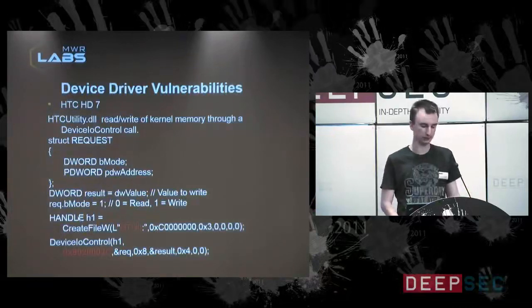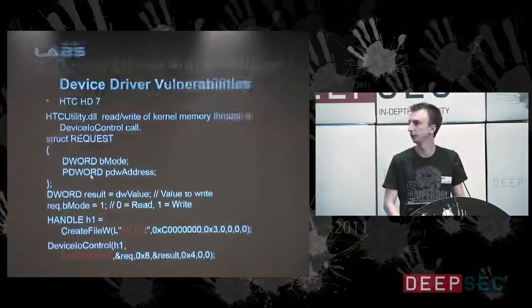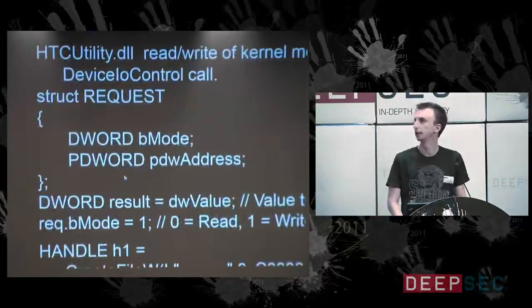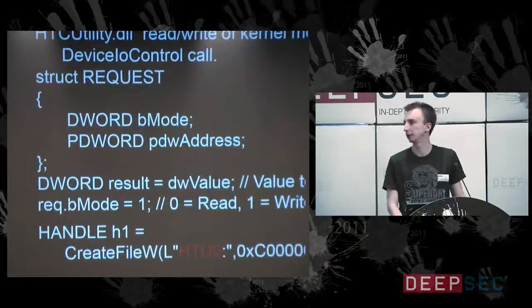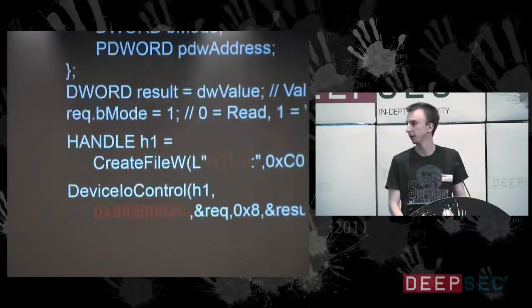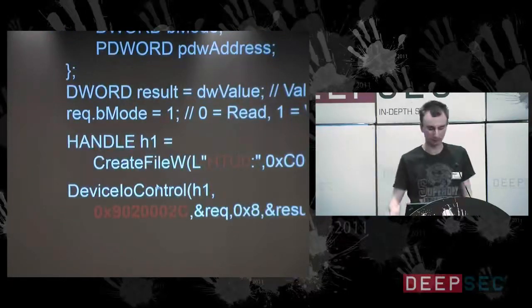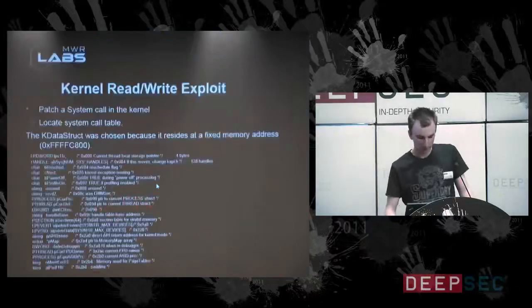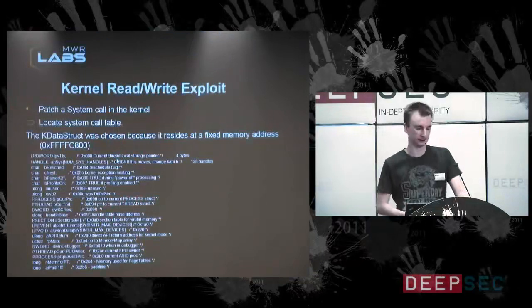So the way I did it was, this is just a case of opening up a device handle to the device driver and creating the struct, hopefully you can see that, with the mode, read or write access, specifying the address, and specifying what you want to write at that address, and then calling the device I/O control. That allows you to do 4-byte writes anywhere in the memory space, which is quite nice. So I thought, how can you turn arbitrary read and write access into code execution in the context of the kernel?